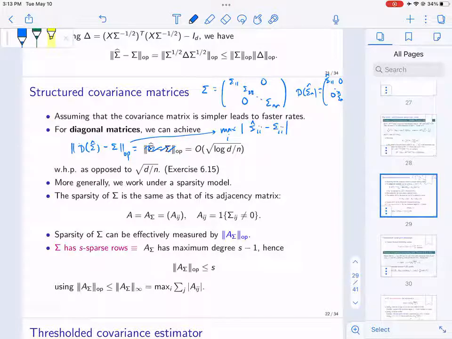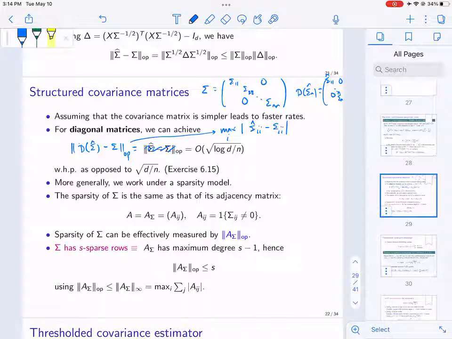Instead of assuming that everything else is zero, we just assume that some of them are non-zero outside the diagonal, but the majority is zero. So that's the sparsity assumption. So if I have a sparsity assumption, meaning that the population sigma is mostly zeros, the entries are mostly zero, then I could hope that I can get a log d type rate here. And so then you have to define what you mean by sparsity of an adjacency matrix.